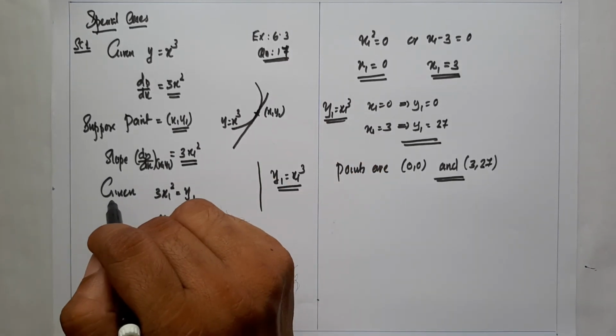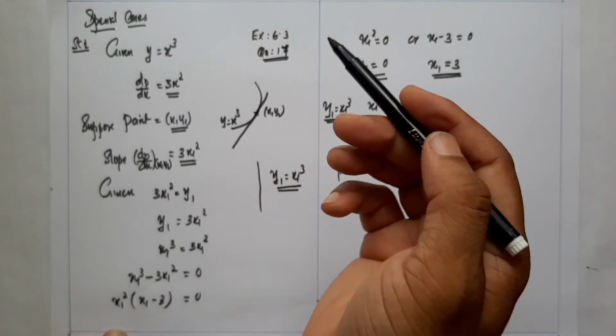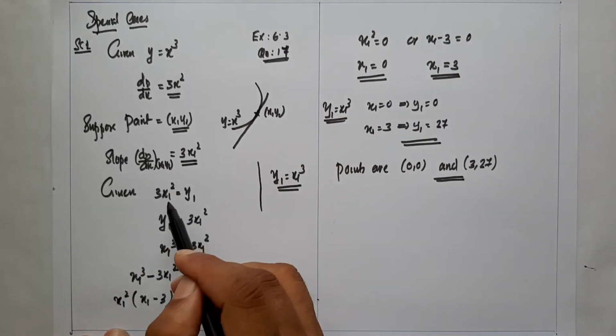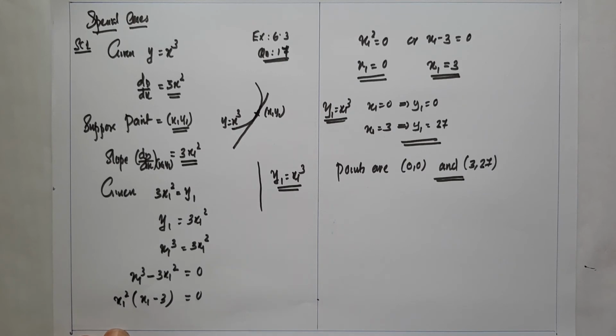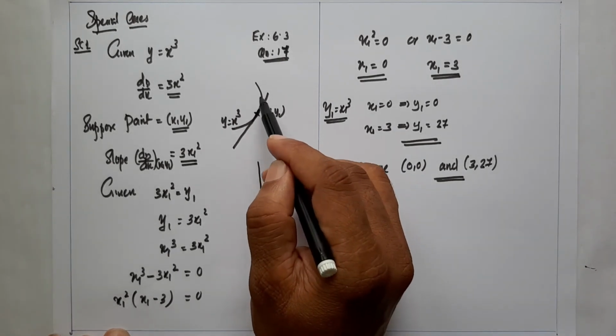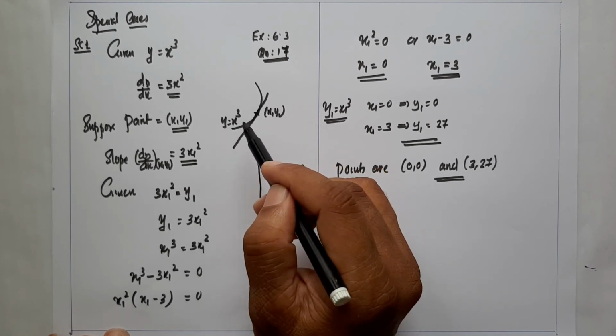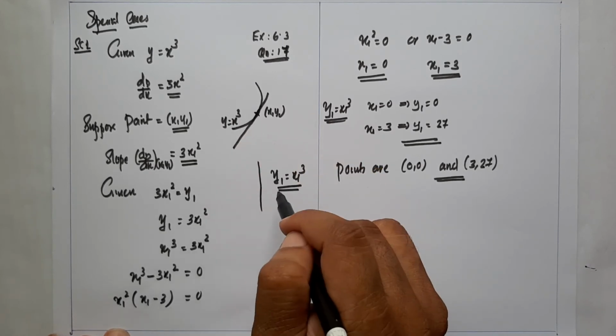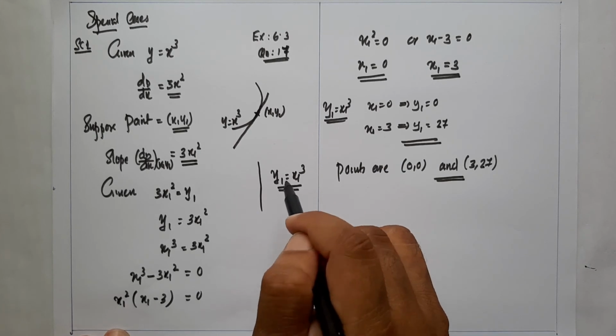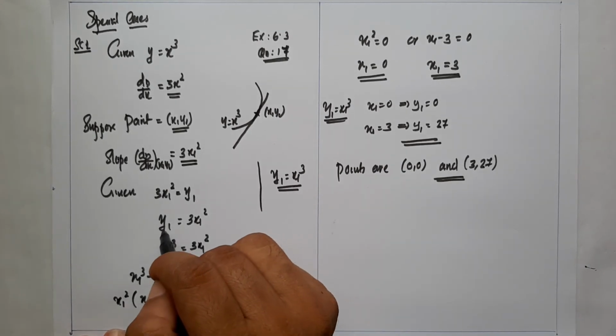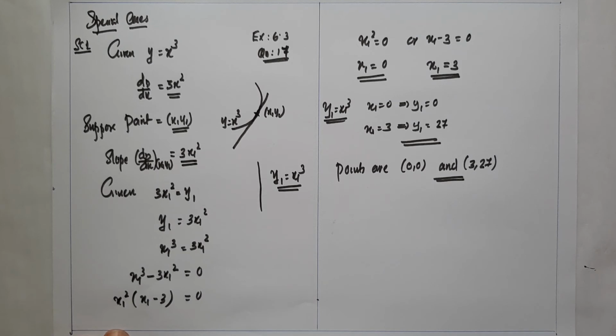Now we apply the given condition. What is given? Slope of the tangent is equal to the y coordinate. That is, y coordinate is y1. That is 3x1 square equal to y1, or y1 equal to 3x1 square. Here x1, y1 is a point which is common to this tangent and the curve also. So curve x1, y1 satisfy, we get y1 equal to x1 cube. Now y1 equal to x1 cube, substitute, x1 cube equal to 3x1 square.